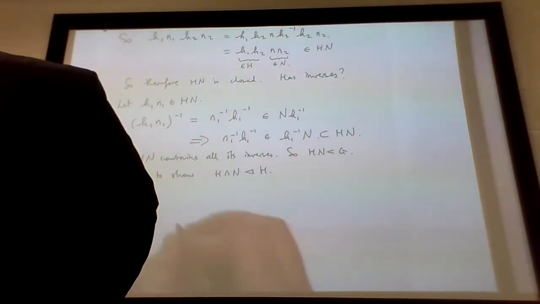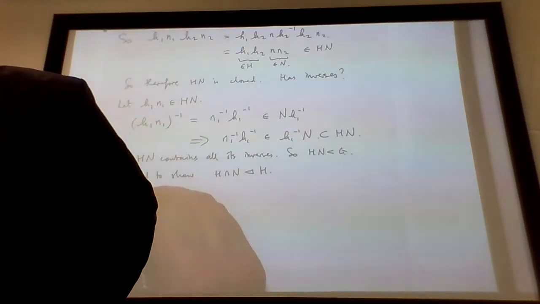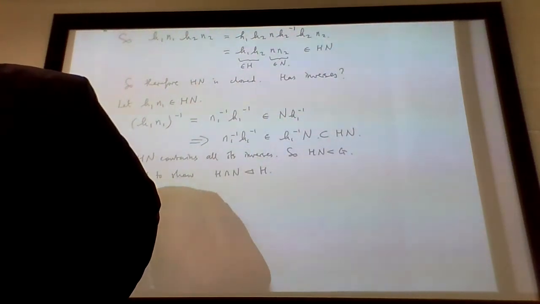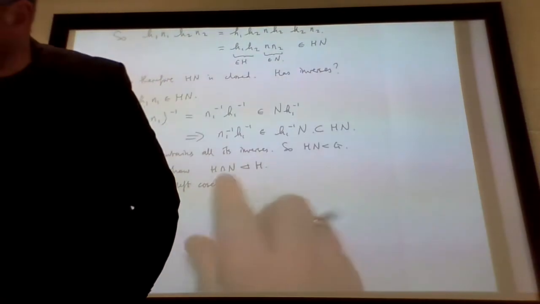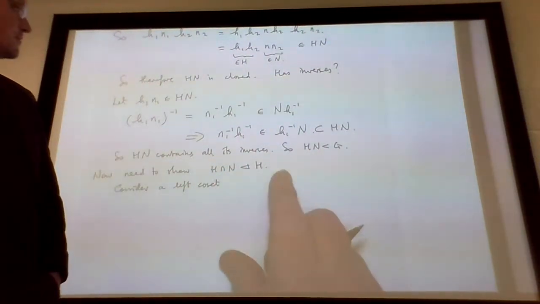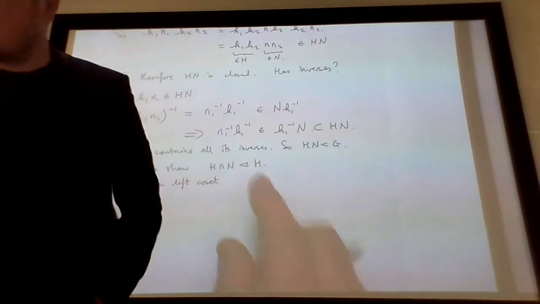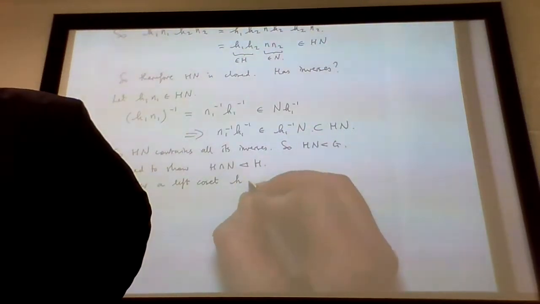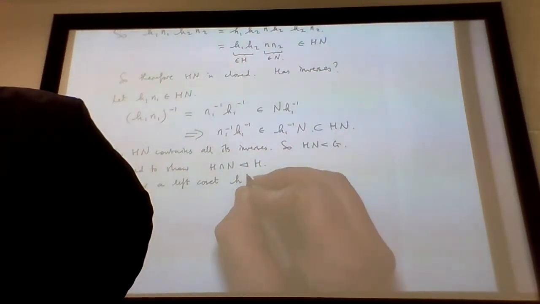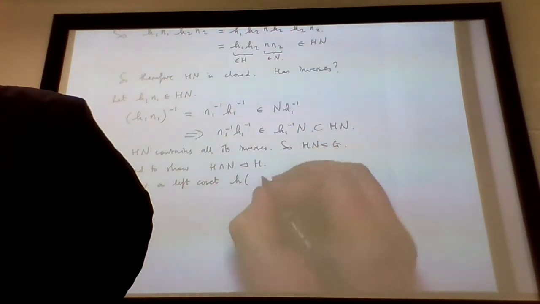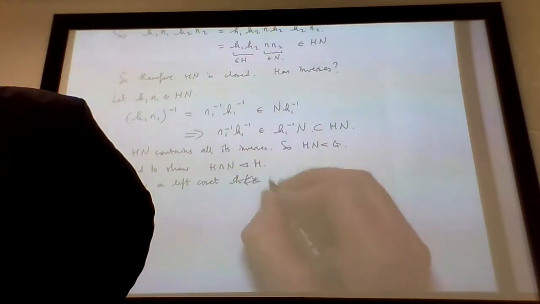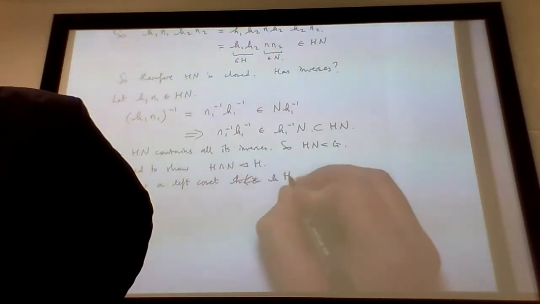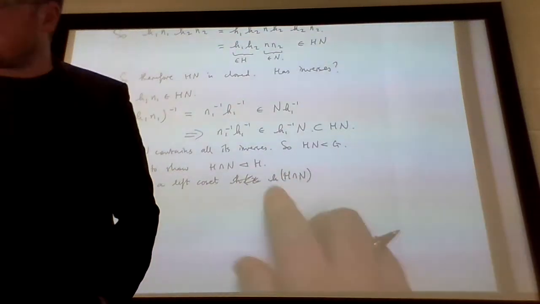Well, consider a left coset. So a left coset of this by something from H. So this is going to look like H times an x. Sorry, a left coset, H times (H intersect N). Let's put a pair of brackets around that just to emphasize that.